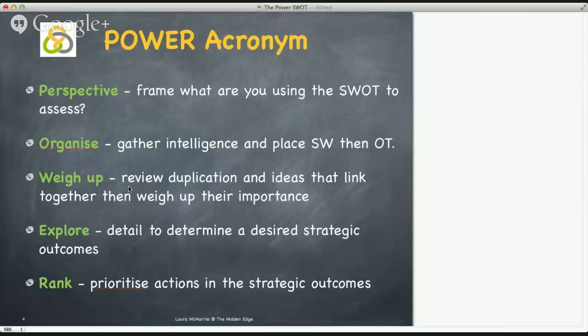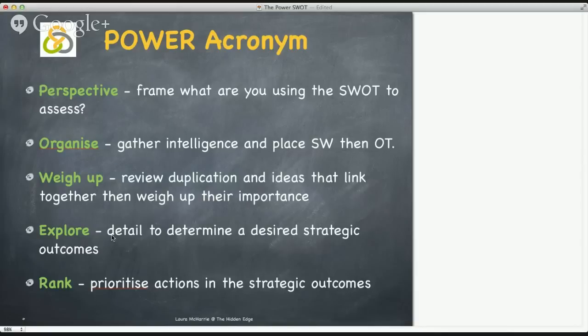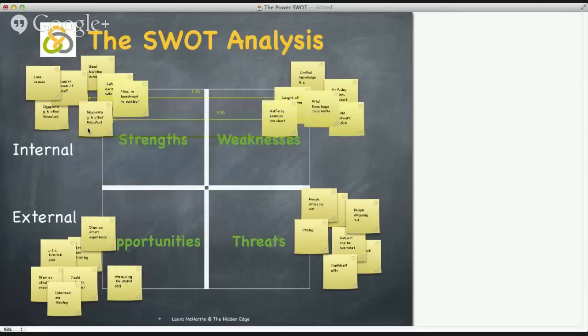W stands for weighing up. This is where you need to get rid of duplication, link up ideas that are similar and pull them together, then weigh up their importance and put them into some semblance of order. You might note, again, we have 1 to 5 in each of these criteria. If you have too many, you will overwhelm yourself. I use post-it notes quite often because they're easy to move from one box to another and to identify what becomes in front of another.